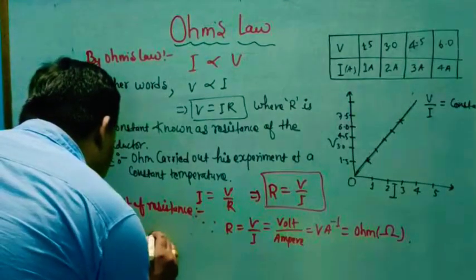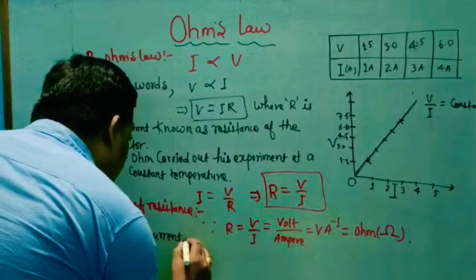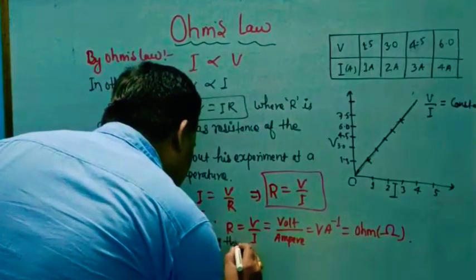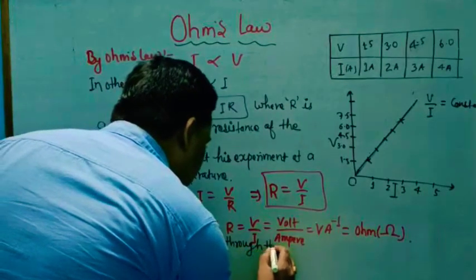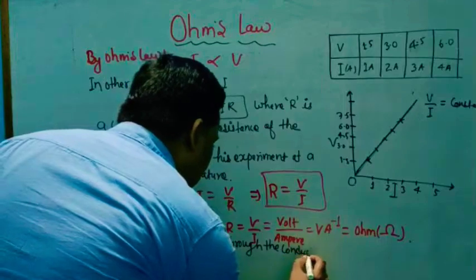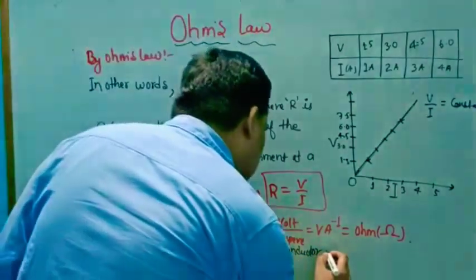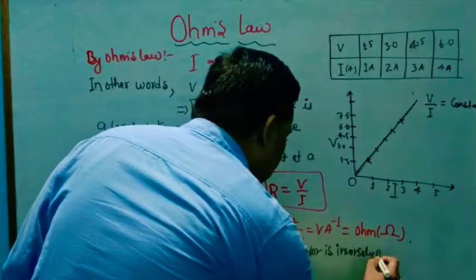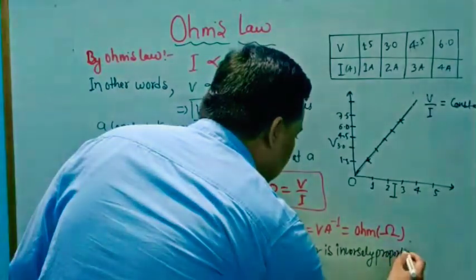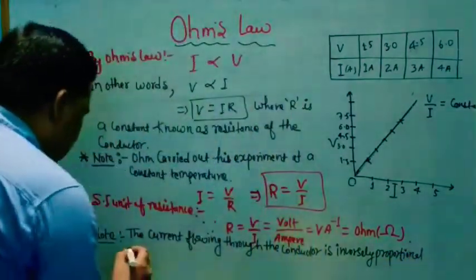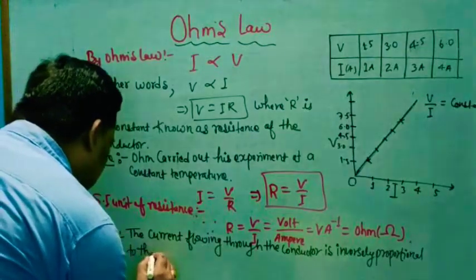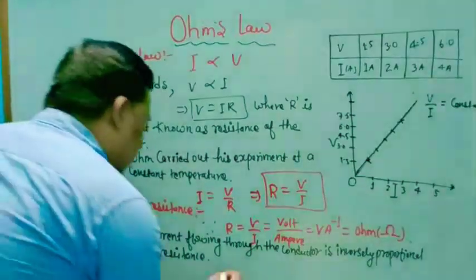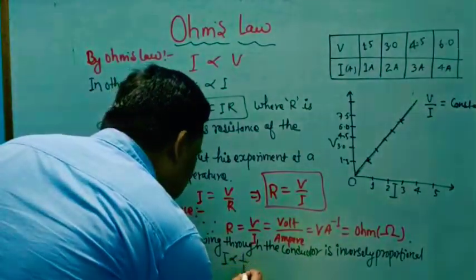The current flowing through the conductor is inversely proportional to the resistance. I is inversely proportional to R.